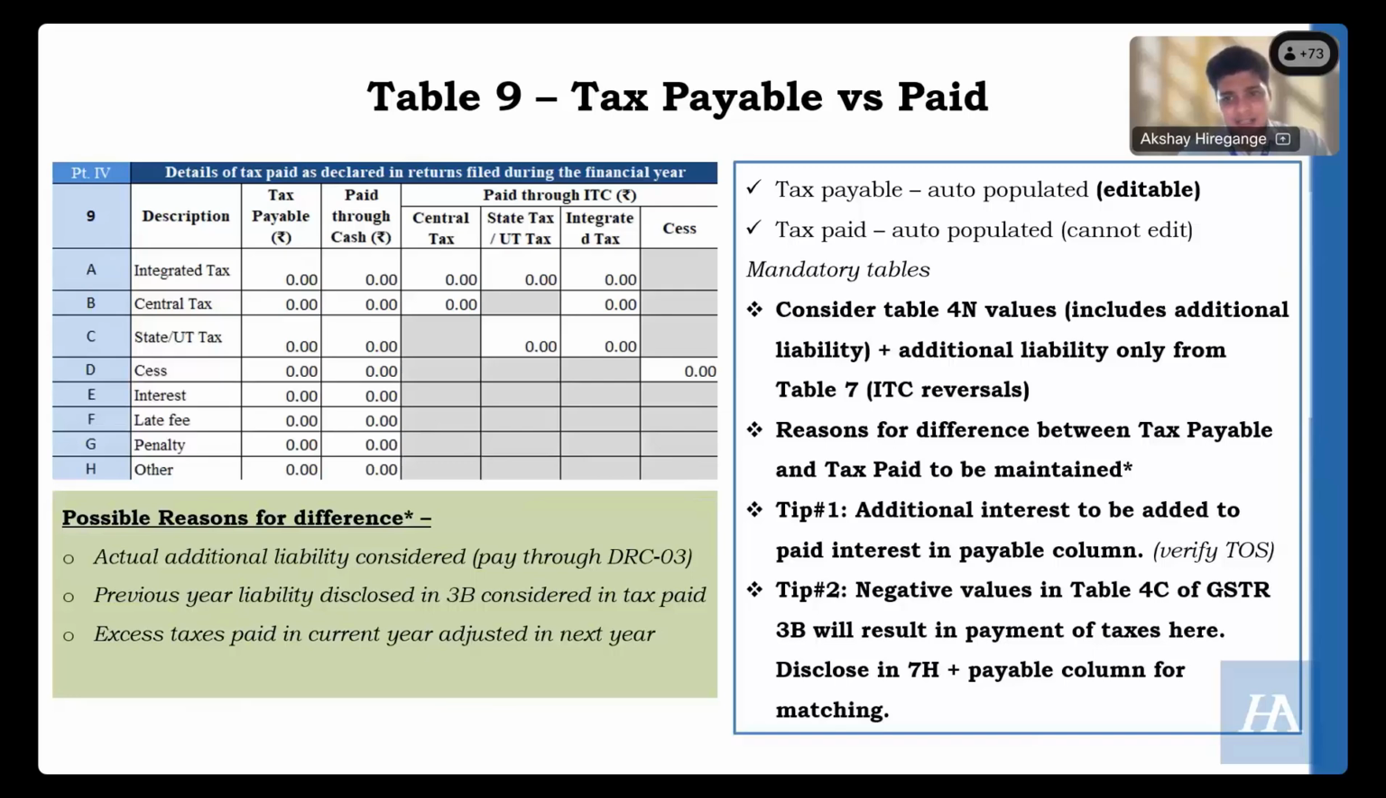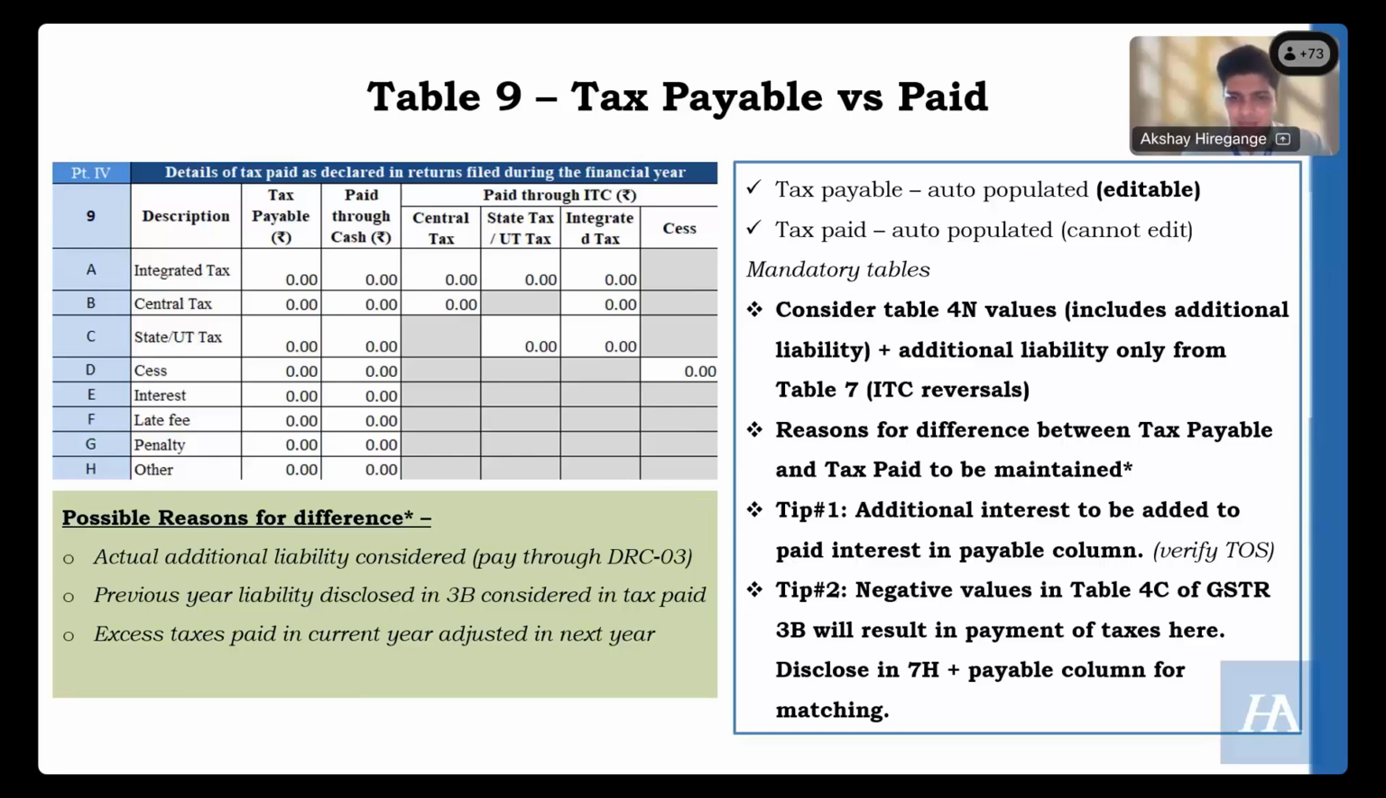Wherever you are adding additional liability with respect to ITC reversal, say Rule 42-43 not done, or block credit identified later, all of them you can show in table 7 for the first time, but it has to be manually enabled in the tax payable columns. There could be reasons for spillover transactions or variance between these. I will come to that in the prospective slide.